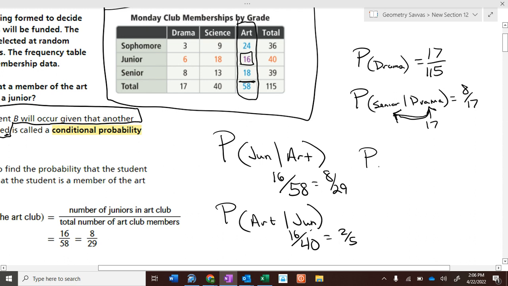Let's do another one. The probability, given that they're a senior, what's the probability that they're in the science club? Well, there are 39 seniors. How many are in the science club? 13. Okay, see how that works?